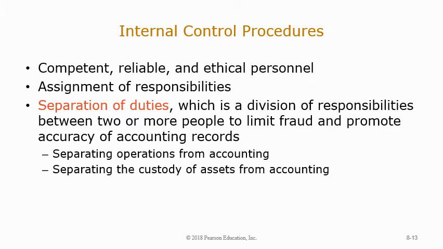So internal control procedures, the things that many businesses go through for their internal controls. These are things that most companies will have in place. They have competent, reliable, and ethical personnel. Basically what this means is that they're going to hire individuals that can actually do the jobs that they are tasked with doing and that they can do them in an ethical way. So when we define ethical way, we mean they're doing it the right way.